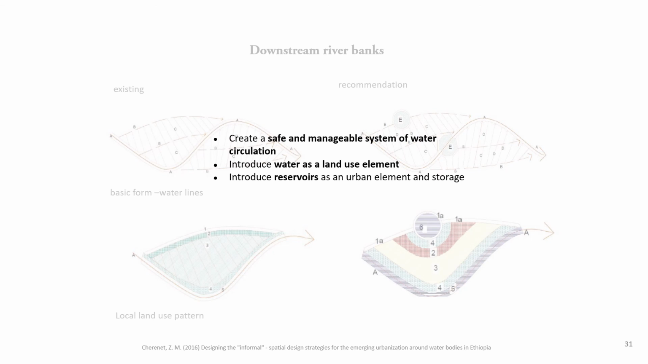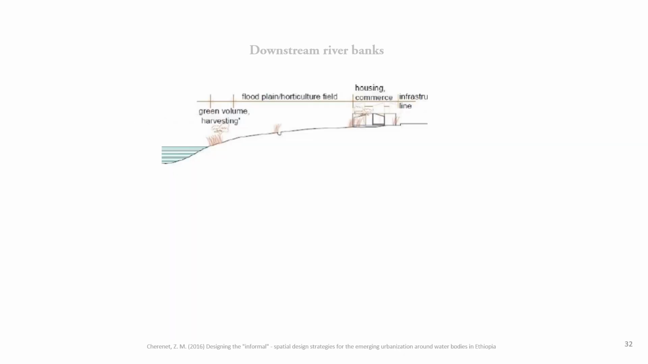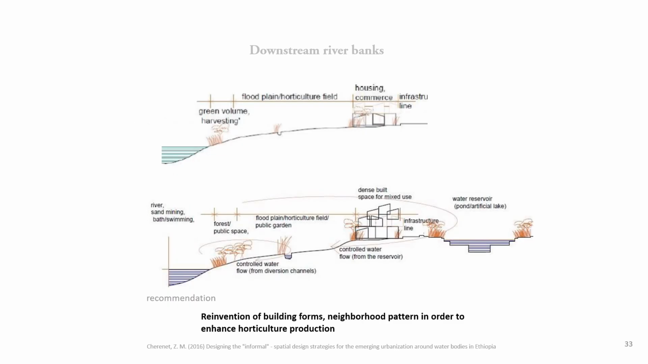We have several suggestions for this. Firstly, we need to create a safe and manageable system of water circulation. Secondly, introduce water as a land use element. Thirdly, introduce the reservoir as an urban element and storage system. Furthermore, re-innovation of building forms and neighborhood patterns in order to enhance horticultural production is another suggestion.